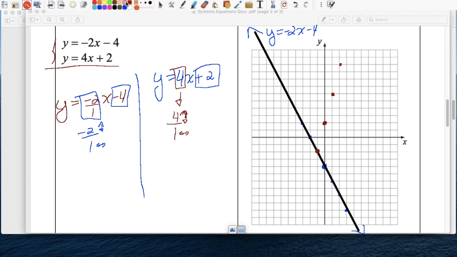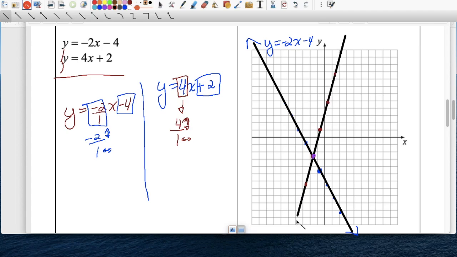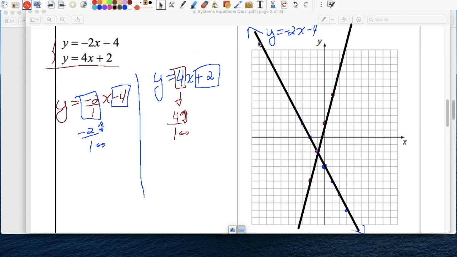This one, I'm going to make it pink or purple, different than the red and blue. That's our line. That's our point of intersection. 1, 2, 3, 4. All right, that's where those two lines meet. Arrow, arrow. This is my line, y equals 4x plus 2.